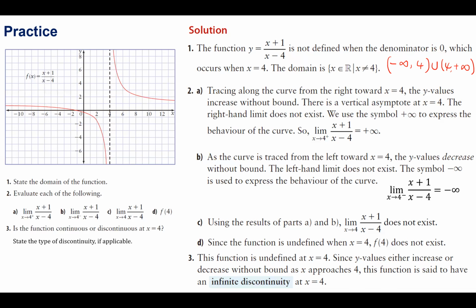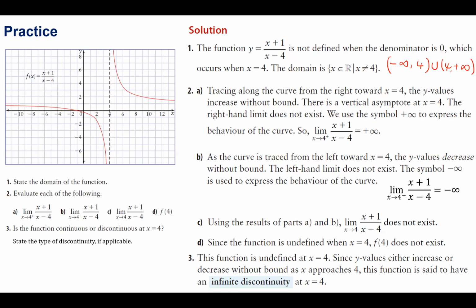Therefore, we say the limits of this function from the left side and from the right side are not equal, right? Because one of them is positive infinity, the other one is negative infinity. Therefore, using the results from parts A and B, we say the limit of this function when x approaches 4 does not exist. Okay, that's why it does not exist.